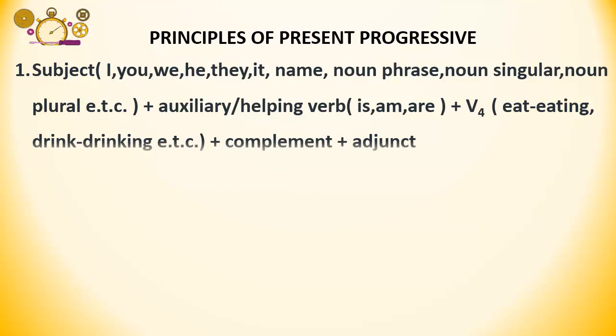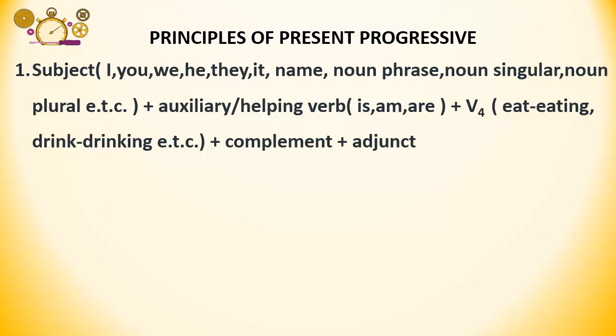What are the adjuncts, children? Adjuncts are those words which give extra meaning to the sentence. If you remove these words, then the sentence will still carry meaning. But complement, if you remove those words from the sentence, it becomes meaningless.